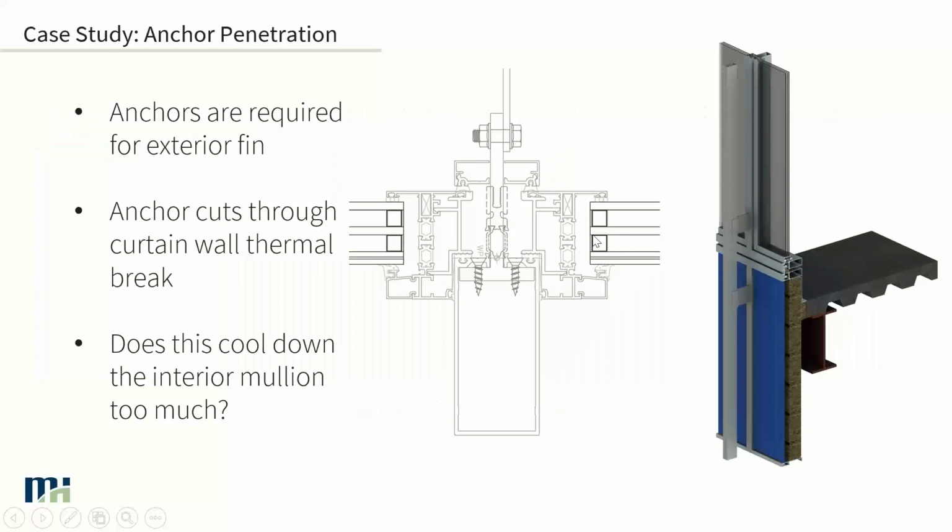Another situation where we're looking at these anchor penetrations within curtain wall systems, this is always a big question: if you put anchors in past the thermal break, does that cool down the interior mullion too much, and do you get a risk of condensation? So in this particular case, we have a system that has a couple different penetrations to hold up, again, an exterior fin.